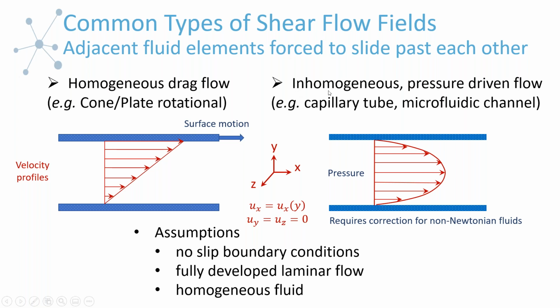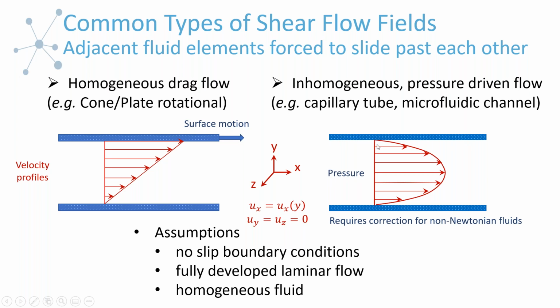The other flow, as we're calling inhomogeneous, this is an example of what our instrumentation involves, and this is generally pressure flow in either, say, a capillary tube, or in our case, a microfluidic channel. And in this case, both walls are stationary, and we're applying some driving force. We're forcing the fluid to flow.